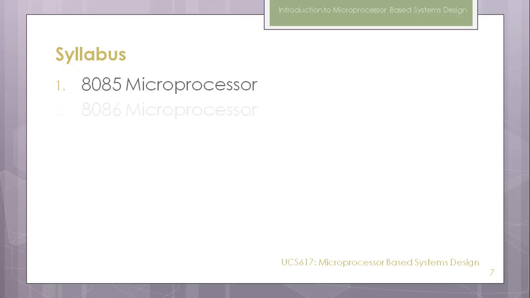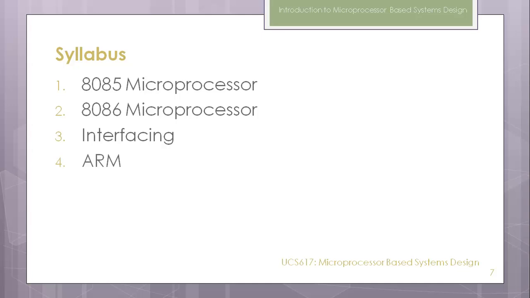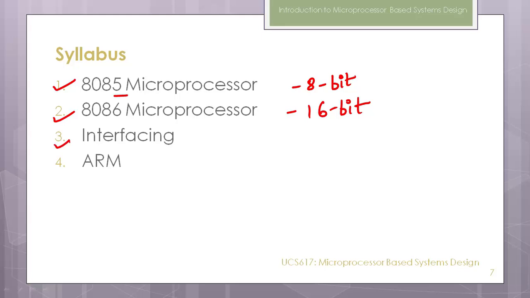Next, the course structure. There are 4 major parts under this subject. Number 1, we will study the 8085 microprocessor in detail, that is an 8-bit microprocessor. Next, we will study the 8086 microprocessor, that is a 16-bit microprocessor. Next, we are going to study interfacing along with the 8086. Next, we are going to study ARM, that is a 32-bit microprocessor.